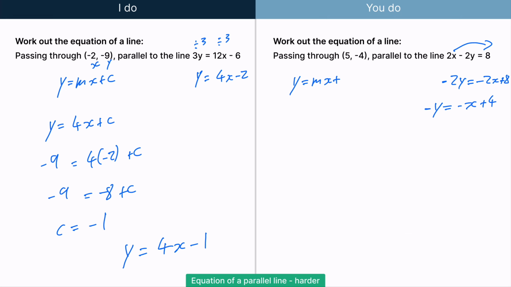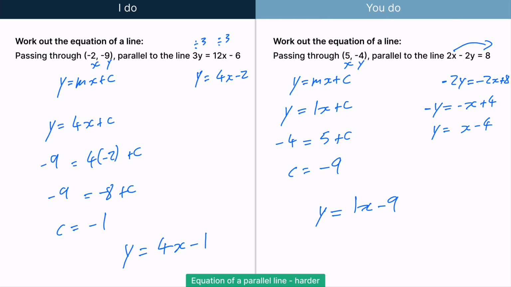And I've still got the negative on the y. So to get rid of the negative on the y, I can multiply each side by negative 1. And that would give me x minus 4. So I know the gradient is just going to be 1. And all I need to do now is find c. So I'll substitute the coordinates in. And that is 5 plus c. So that means c is equal to negative 9. So my final answer is y is equal to 1x minus 9.